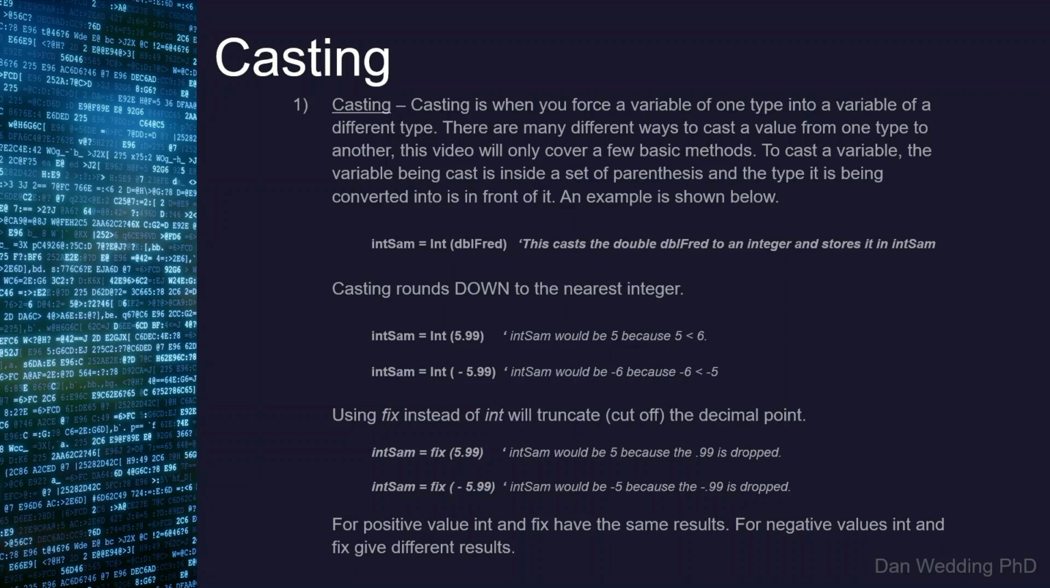Casting rounds down to the nearest integer. Using fix instead of int will truncate or cut off the decimal point. For positive values, int and fix have the same results. For negative values, int and fix give different results.